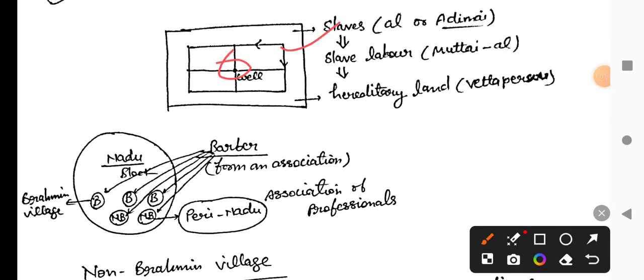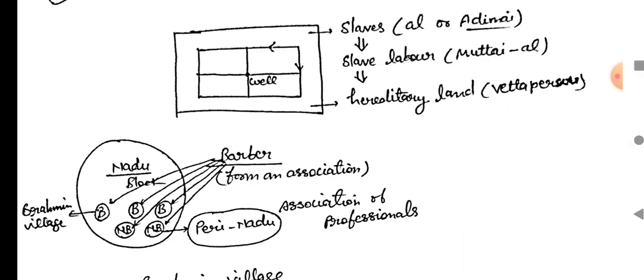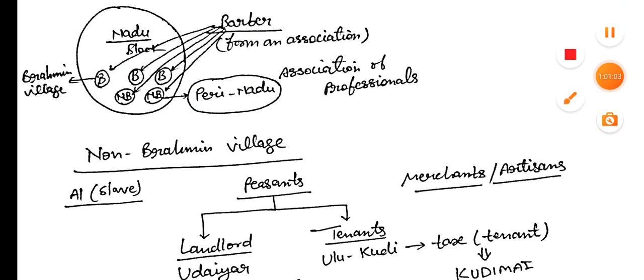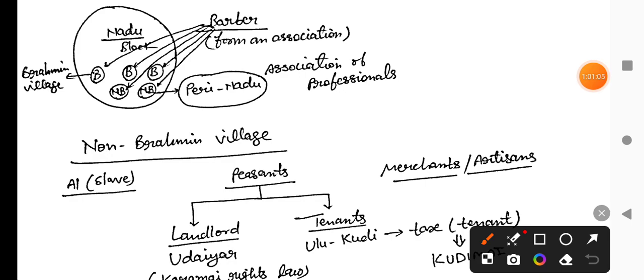And the slaves inhabited there. A slave is known as al or adimai. Slave labor is also known as muttayal. And hereditary land was known as vetta person. So it is a very complex system in South India, because our language is Hindi as well as English, but South Indian languages are very complex.